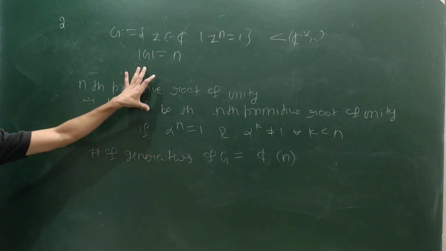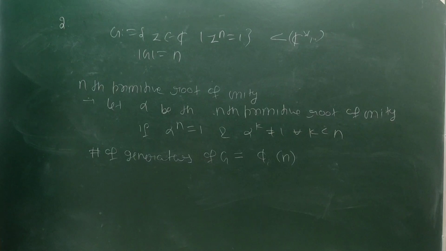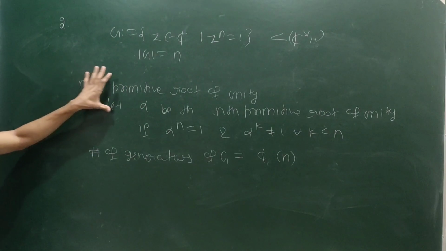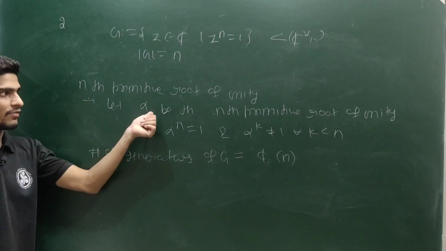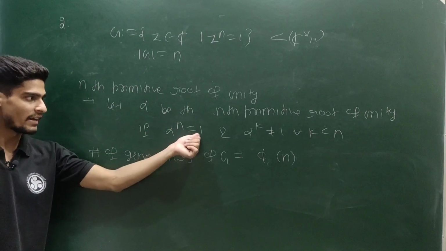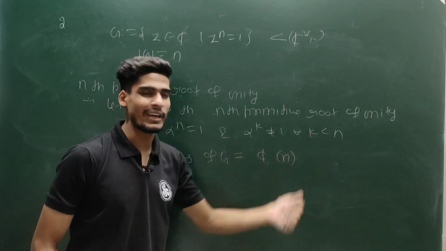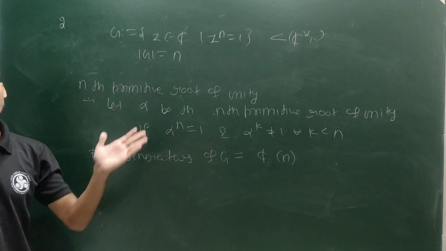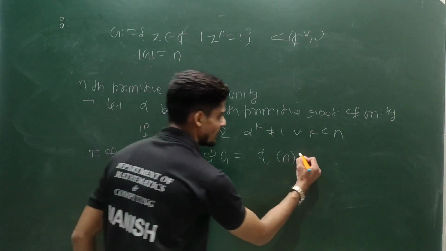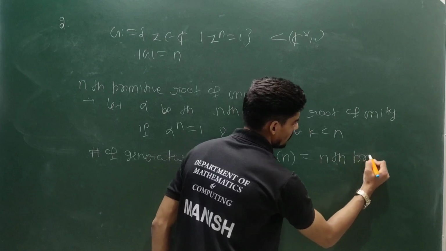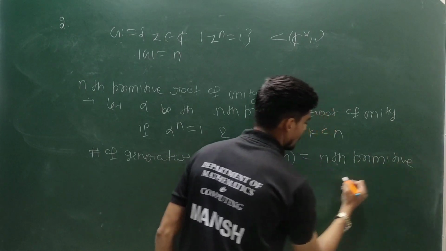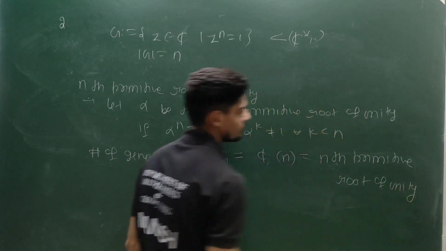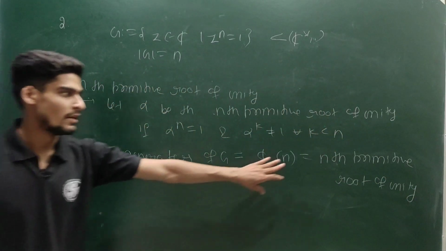Can you give me the exact form of the generators? What are the generators of this equation? See, I have given you the definition of the nth primitive root of unity. That is, if alpha is an nth primitive root of unity, then alpha power n is 1 and alpha power k is not 1 for every k less than n. That is, the order of alpha is n. And generators of a group are those whose order is the same as the group. So these are nothing but the nth primitive roots of unity.